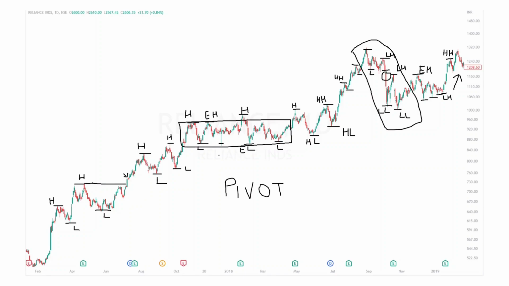Over here there was no violation because it moved from uptrend to sideways to again uptrend. So there was no need to exit your positions. So that's why you have to keep a track of all these pivot points to know whether the trend is sustaining or there has been any change in the undergoing trend of the market or the stock.